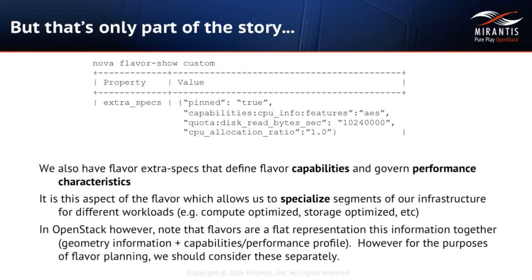So this is a fundamentally different thing here, right? The extra specs of the flavor, the metadata, are where we can define the capabilities that the flavor has to have, or performance characteristics, quality of service parameters, and other things of that nature. This is the part that allows us to specialize the flavors for different use cases and different functions. But do note that OpenStack merges these two things together. The OpenStack flavor is really a combination of the geometry as well as these capabilities. But in terms of your planning, you should really consider these two things separately.